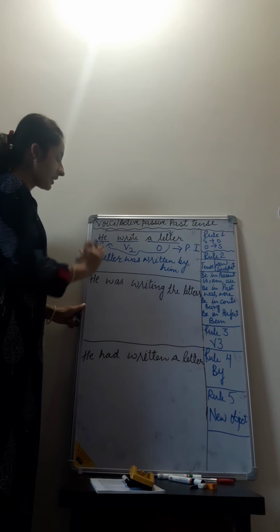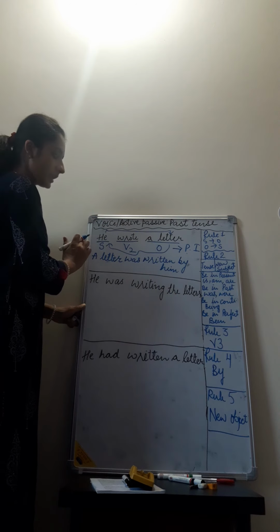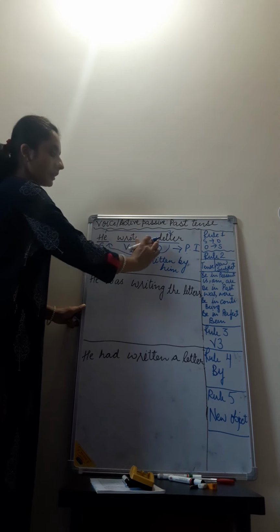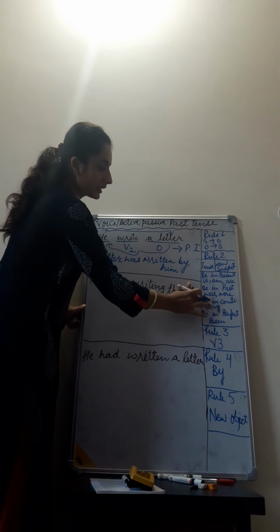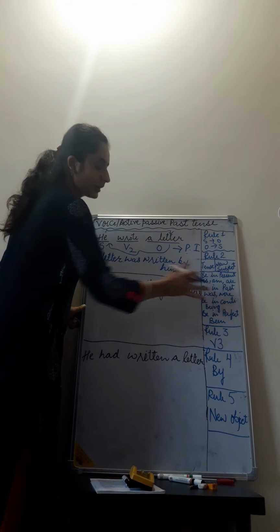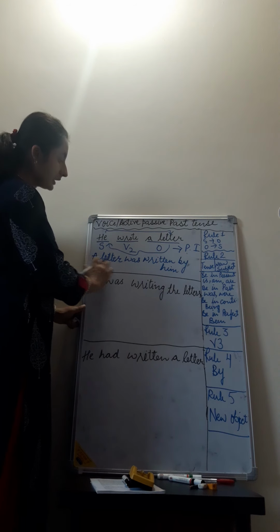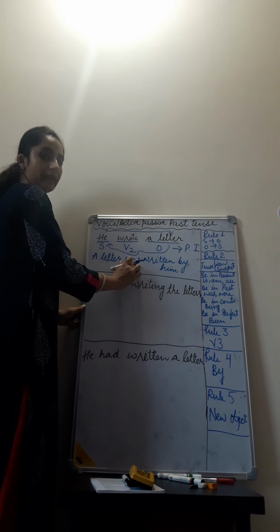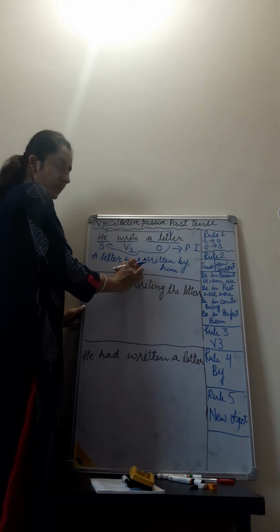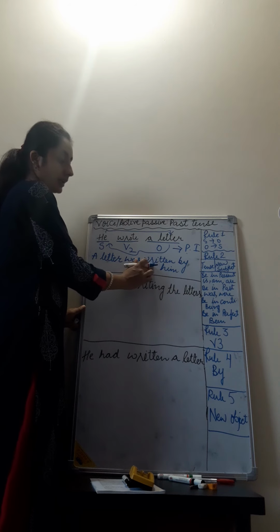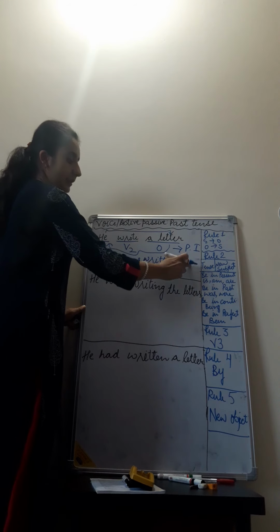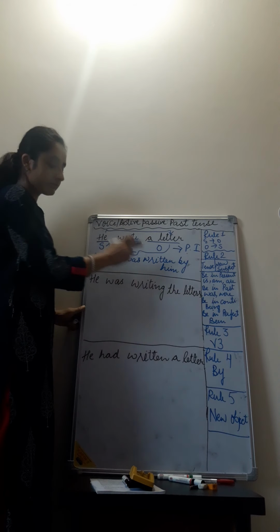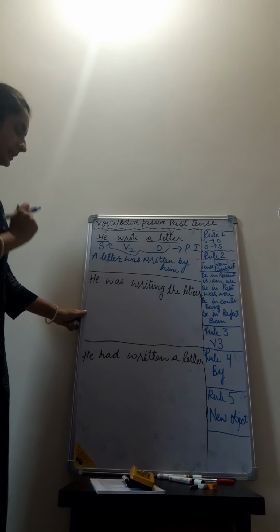It is very easy. We have just changed the subjects. Then we checked the tense. Tense was past indefinite. Then we selected the two forms from here, was and were. But with a letter we can use only was. So was written here. Then by the rule number 3, verb's third form, then by, then him. Okay, let's see the next tense.